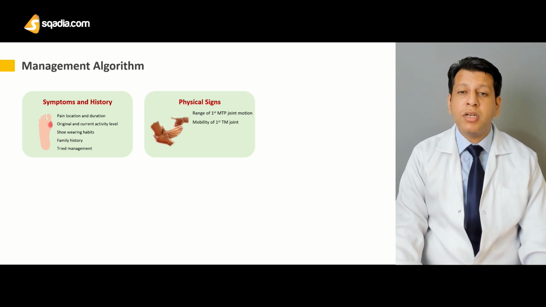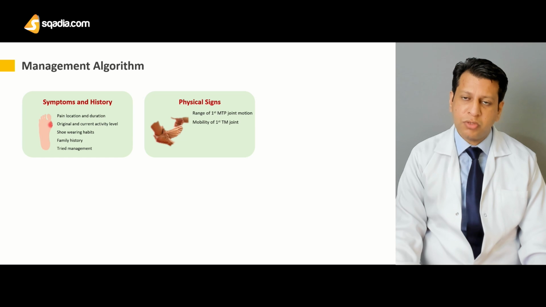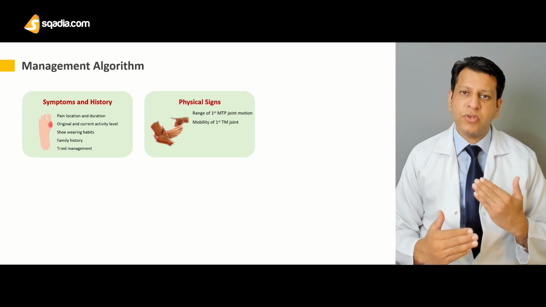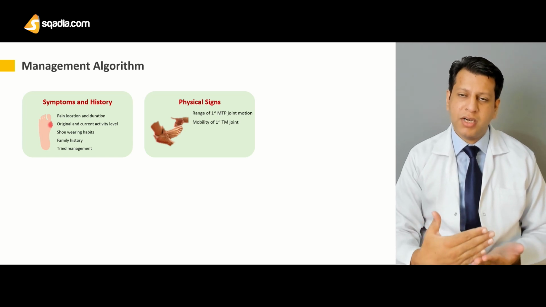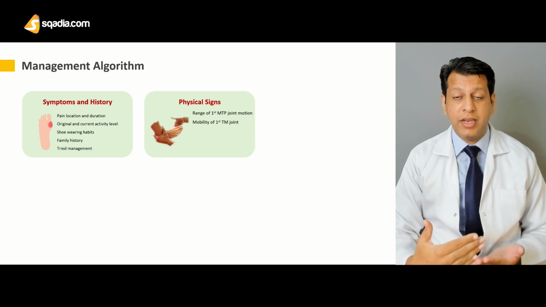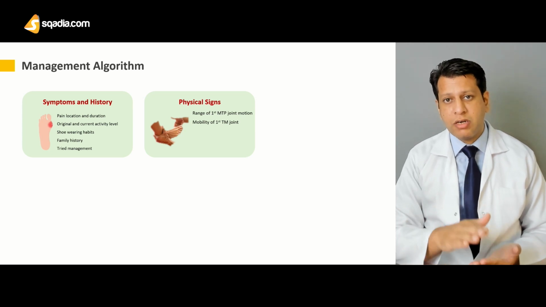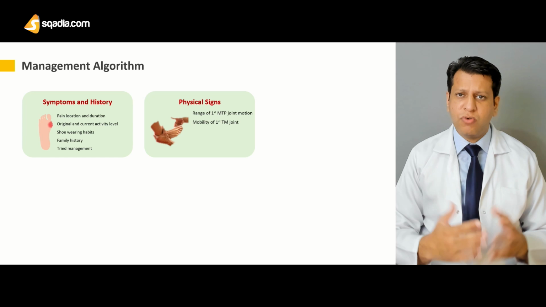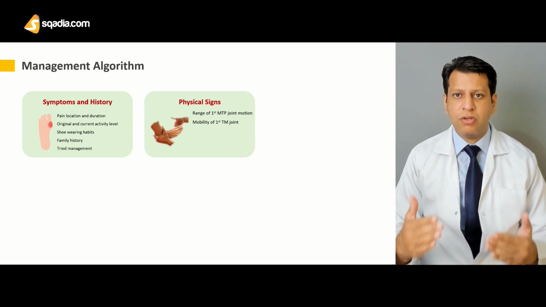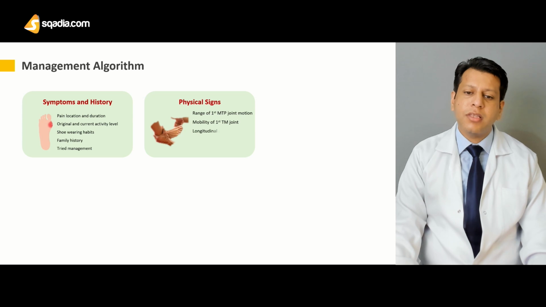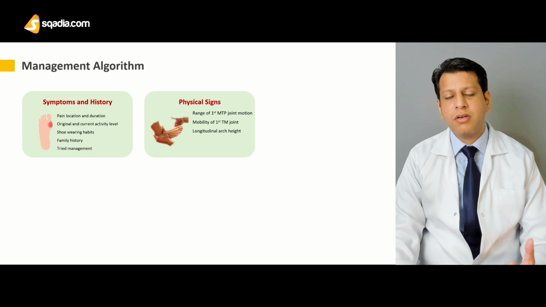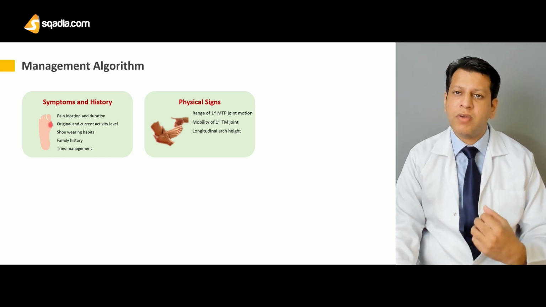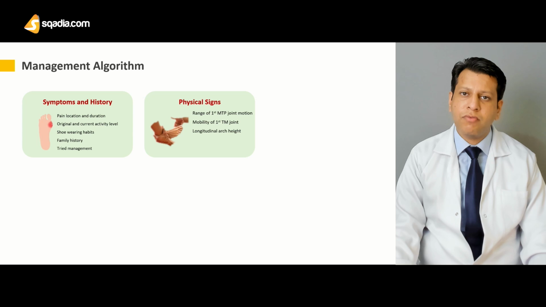Then we have to assess the mobility of the first tarsometatarsal joint as well, because it's a problem of the first ray, which involves the problem with the tarsometatarsal joint, first metatarsal head, first metatarsophalangeal joint, and all the way up to the phalanges. Therefore, the whole ray is involved. We need to assess the whole ray as a whole. Then the longitudinal arch height. Usually in these patients we have seen that with the development of Hallux valgus, there's usually depression of the first or middle arch of the foot.